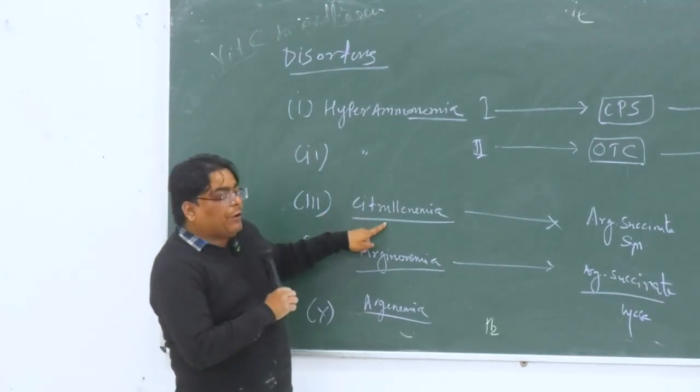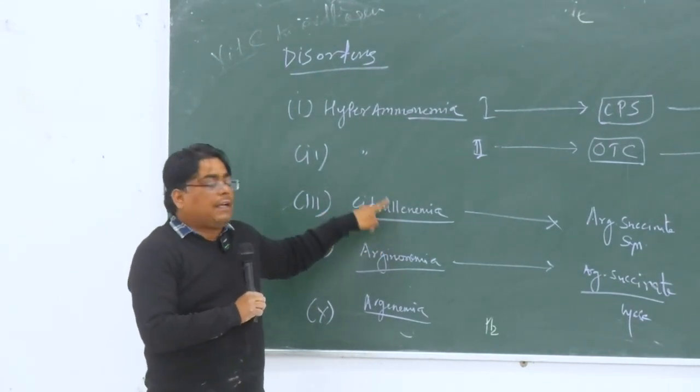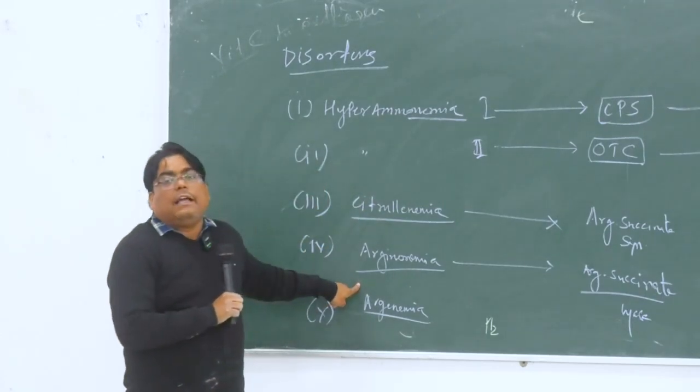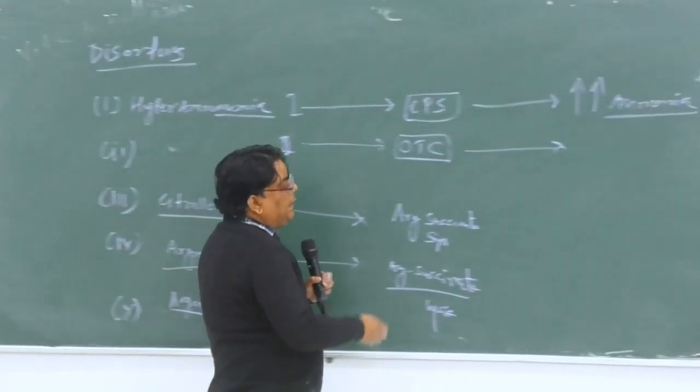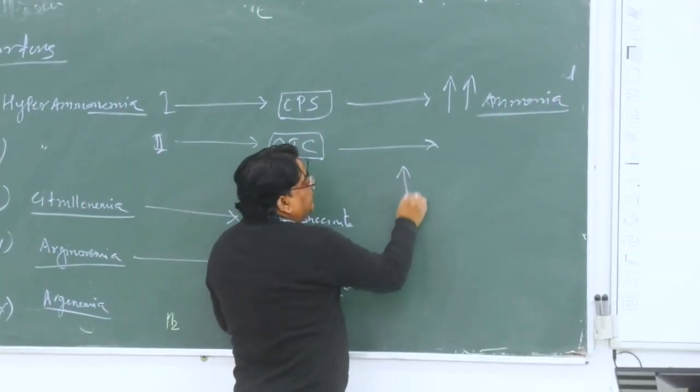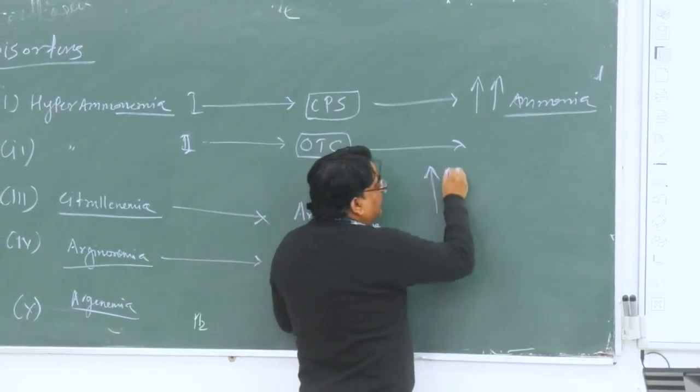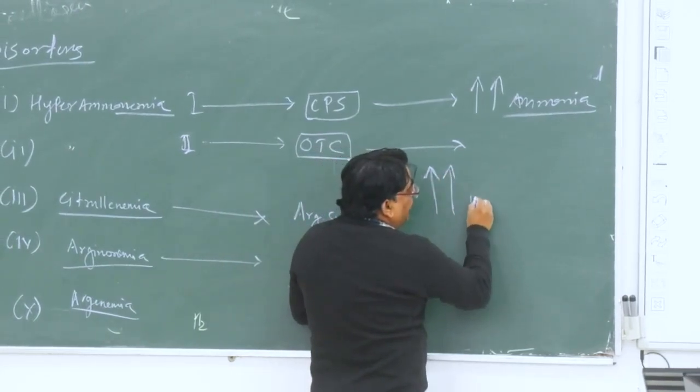If we identify citrullinemia, it is a substrate of the urea cycle. If we identify arginine, it is a substrate of the urea cycle. Okay. So the major symptoms of these are what? High level of ammonia in the blood.